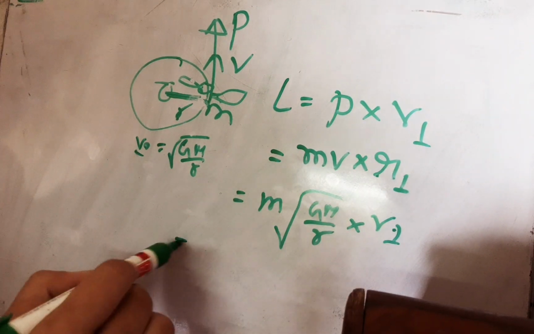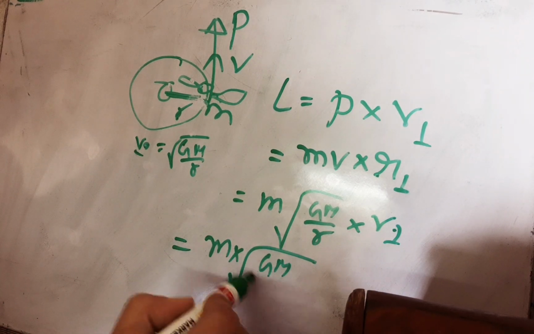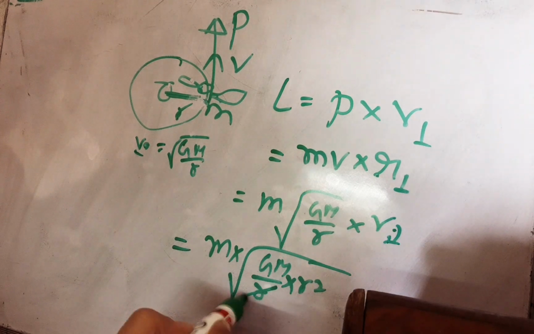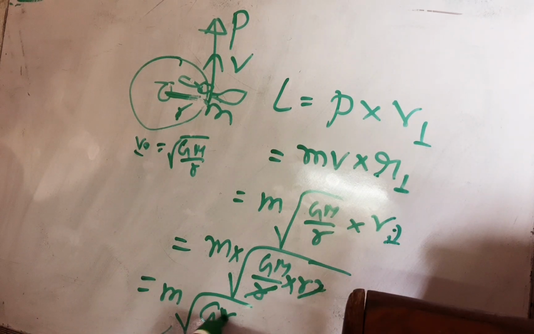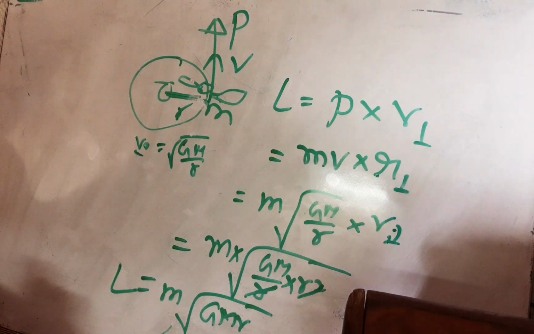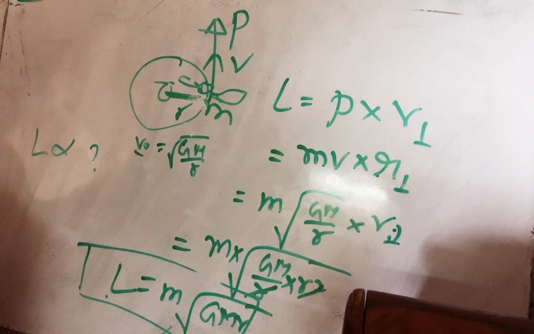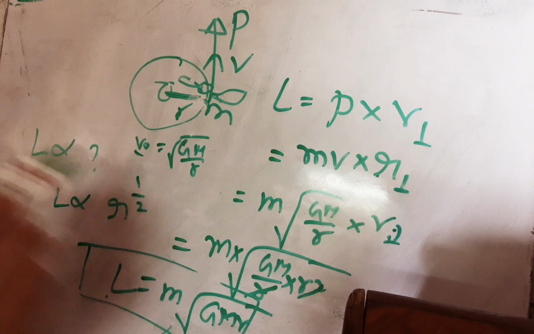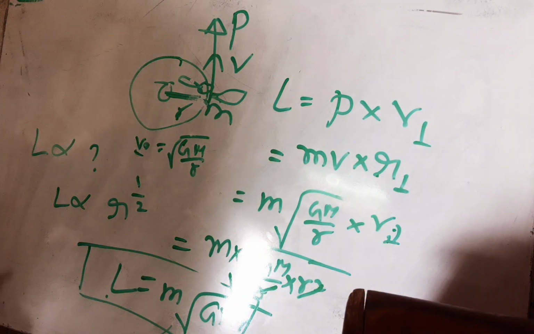When you take that, I can take this inside the root as GM upon r into r square. Under root, r will get cancelled. So m outside, root of GMr, is equal to angular momentum L. Sometimes they will ask you, L is proportional to what? Here you can say L is proportional to r to the power half. Why? Because r is under root. Like that, applications may be asked.